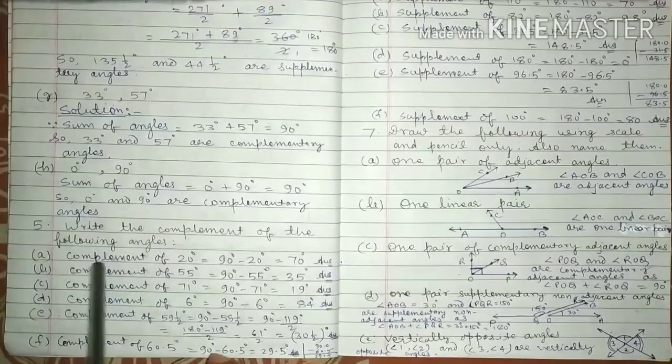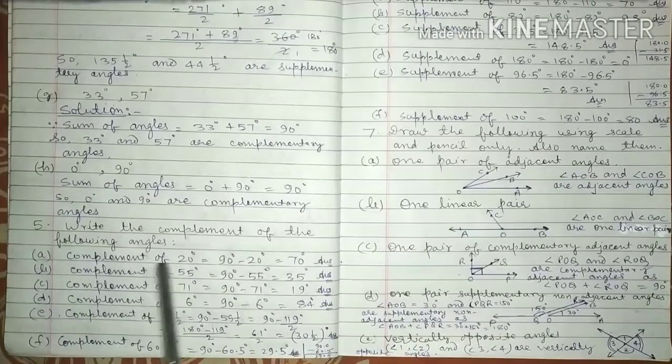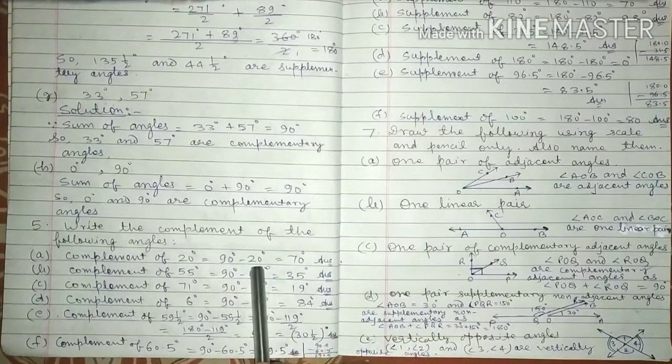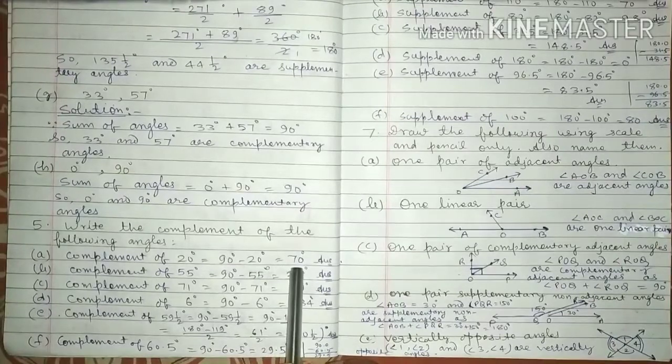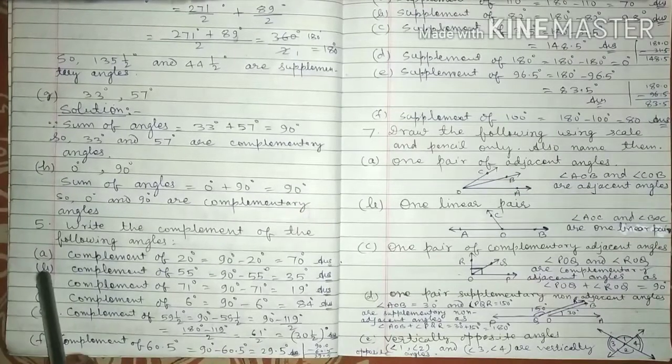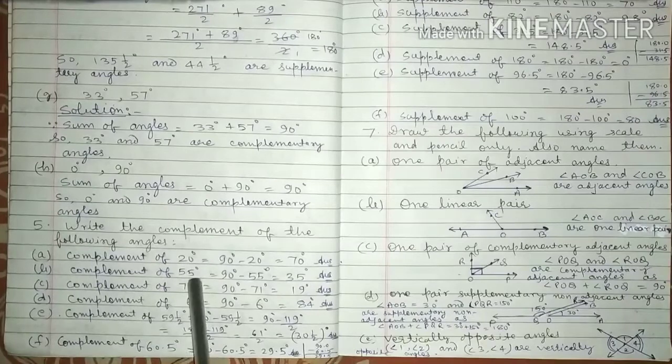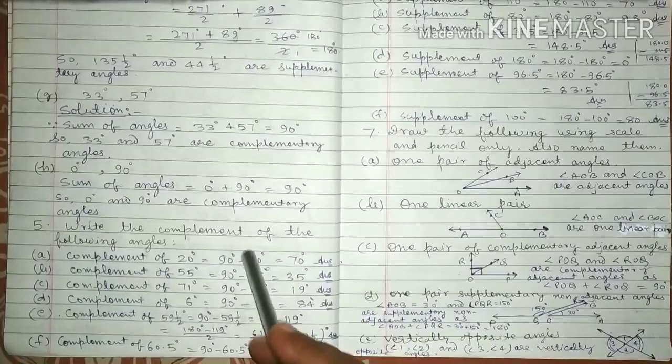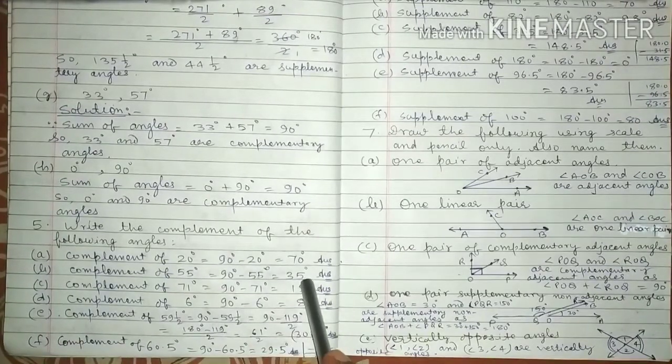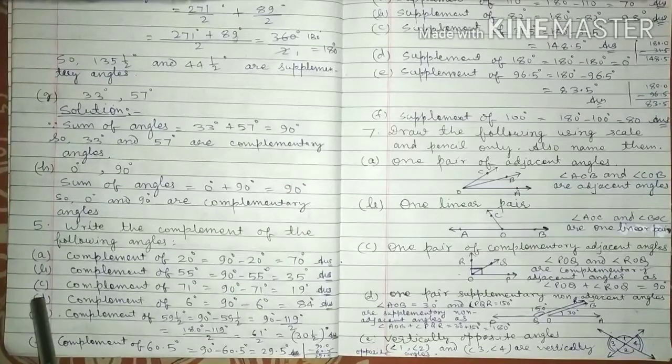Question number 5. Write the complement of the following angles. A. Complement of 20 degrees equals 90 minus 20. This equals 70 degrees. This is the answer of question number A. B. Complement of 55 degrees equals 90 degrees minus 55 degrees equals 35 degrees. This is the answer of question number B.